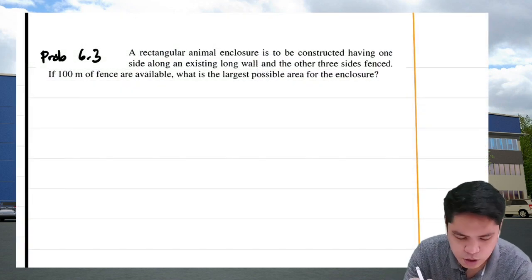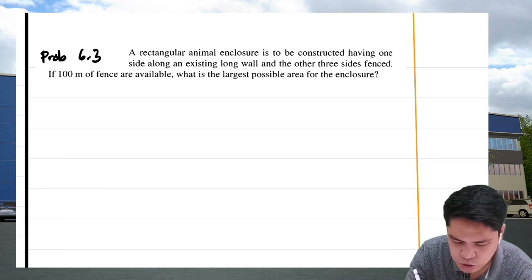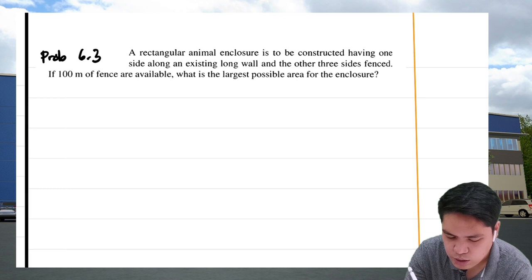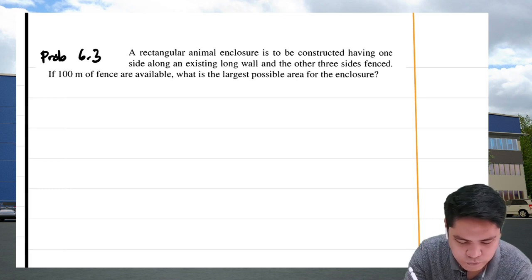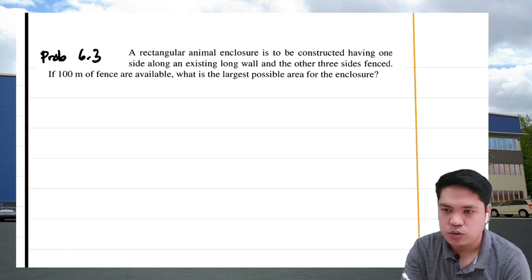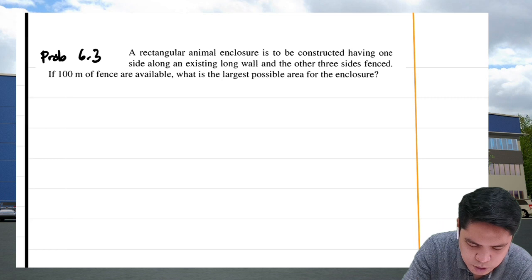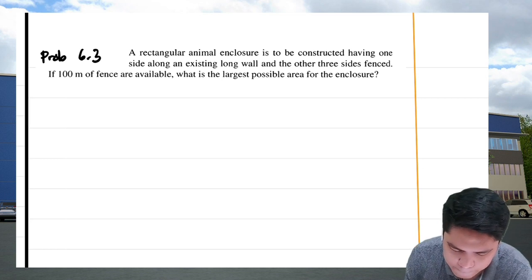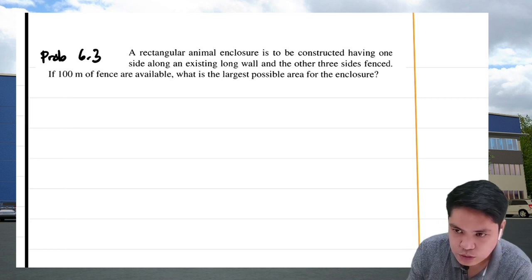Problem 6.3. A rectangular animal enclosure is to be constructed having one side along an existing long wall and the other 3 sides fenced. If 100 meters of fence are available, what is the largest possible area for the enclosure? For this problem, we have an existing wall, then an enclosure.